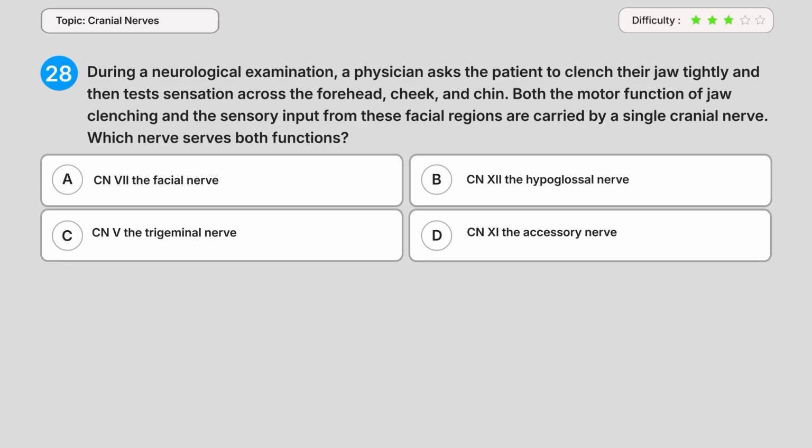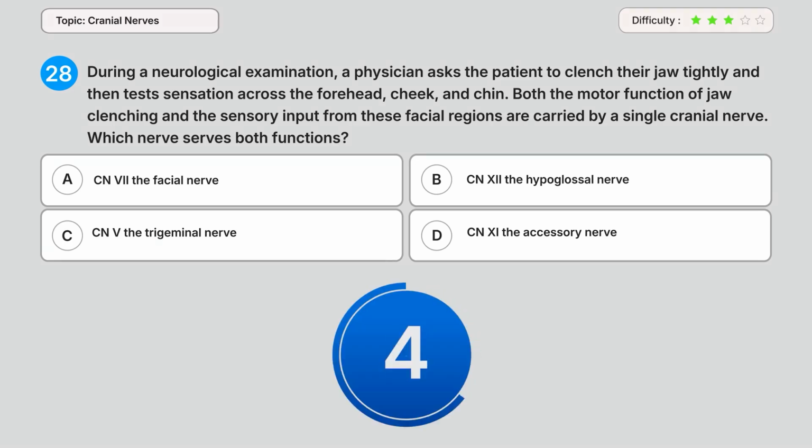A. CN7, the facial nerve. B. CN12, the hypoglossal nerve. C. CN5, the trigeminal nerve. D. CN11, the accessory nerve. What do you think is the answer?